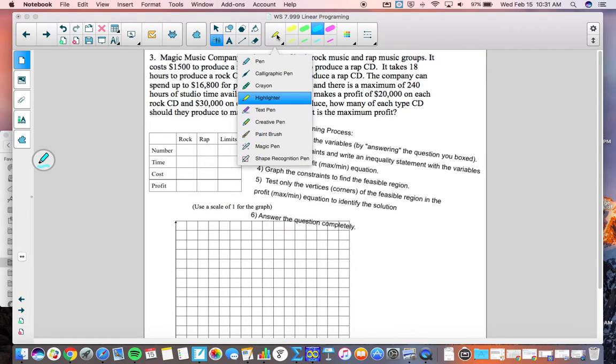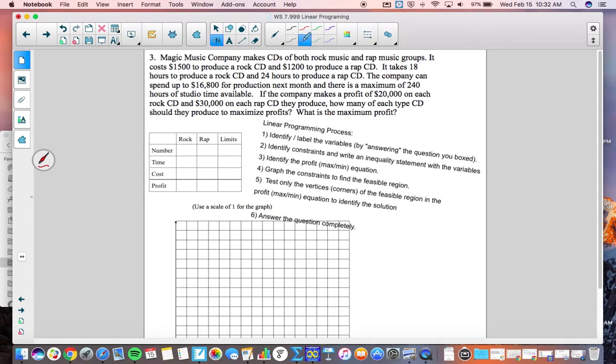So let's mark the text, and then that'll help us identify our variables. Magic Music Company makes CDs of both rock music and rap music. It costs $1,500 to produce a rock CD and $1,200 to produce a rap CD. It takes 18 hours to produce a rock CD and 24 hours to produce a rap CD.